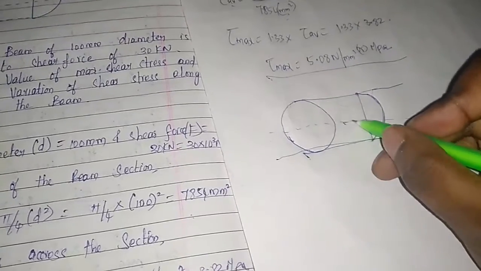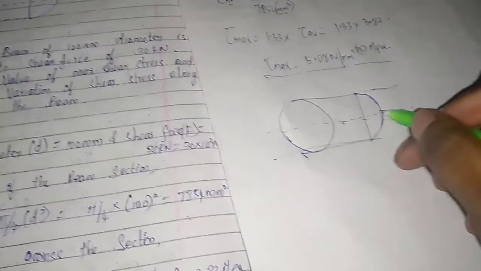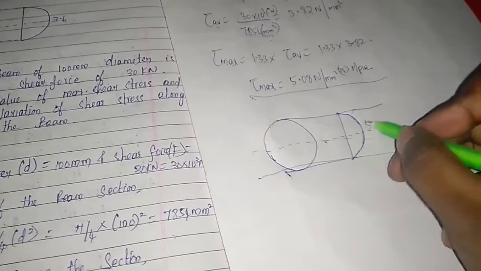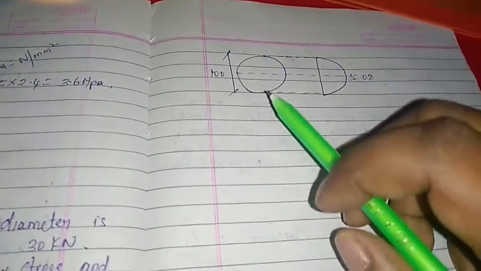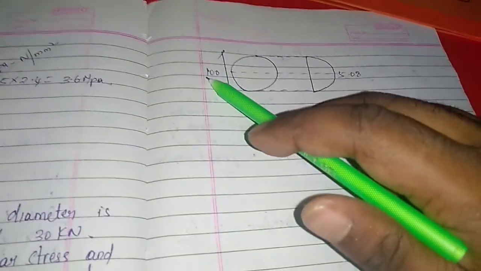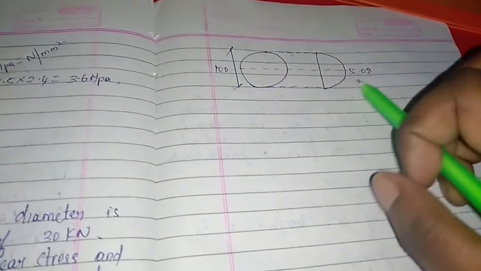So what is your maximum shear stress? What is the maximum shear stress? That is 5.08 Newton per mm square. You understand? So I will show you. Your total depth, the diameter, is 100 mm. Your variation diagram peaks at 5.08. You understand the question? So these are the two questions that come under your shear stress equation.